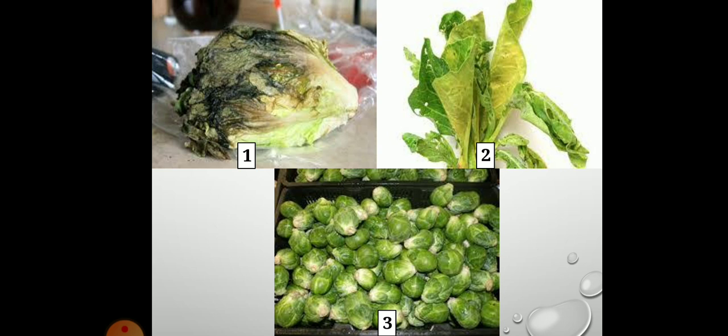Ang ibig sabihin ng relative humidity ay that is the moisture present in the atmosphere. Hindi dapat dry ang condition ng room storage nyo. Hindi dapat moist. So at least 50%. Not dry, not moist. Okay? And in the third image, as you can see, those Brussels sprouts that are being displayed.